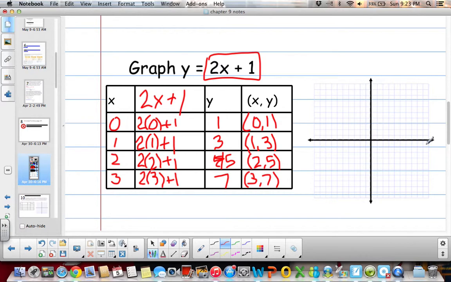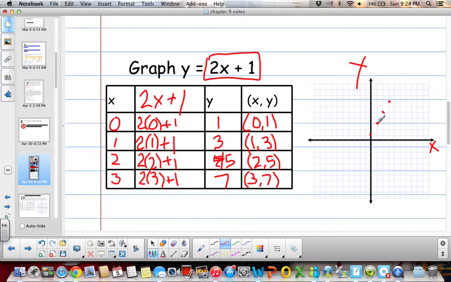So I'm going to go over to my graph then and graph it. We have x and y. Yes, that's a y. So (0, 1), over 0 up 1. And then (1, 3), over 1 up 3. Over 2, up 5. Over 3, up 7. So we have 5, 6, 7. And then we would do our line.